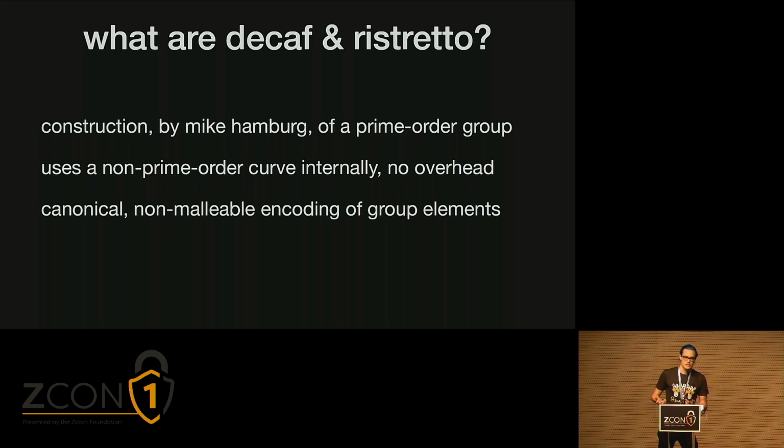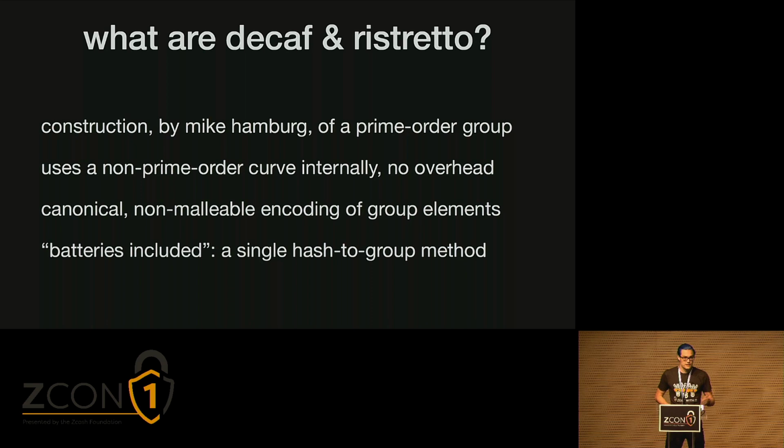What I mean by canonical is that every group element has a canonical bit string, which is its encoding, and the decoding function will reject any bit string that isn't the canonical encoding of some group element. And it's kind of nice because it's like batteries included, so it has all this functionality that you're going to need. So it comes with a single hash to group method.